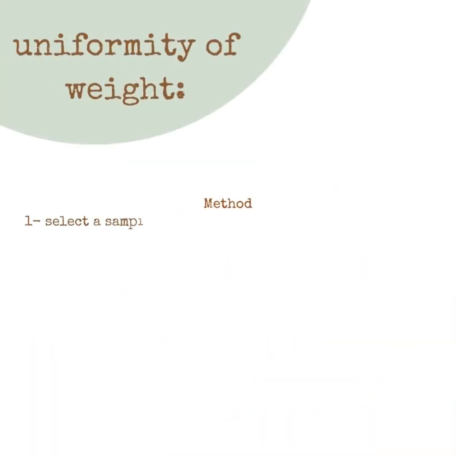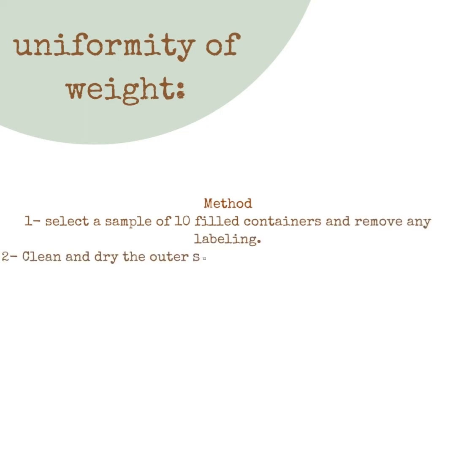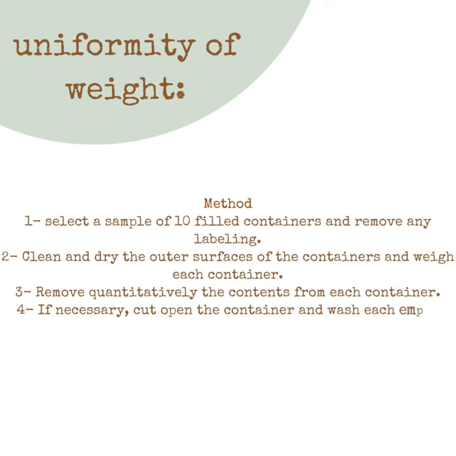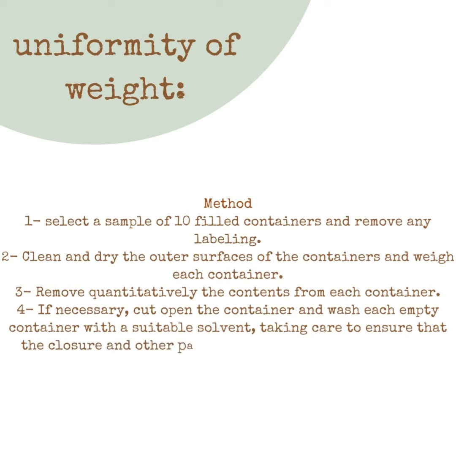Uniformity of weight. Method: select a sample of filled containers and remove any labeling. Clean and dry the outer surface of the container and weigh each container. Remove quantitatively the contents from each container. If necessary, cut open the container and wash each empty container with a suitable solvent, taking care to ensure that the closure and other parts of the container are retained.